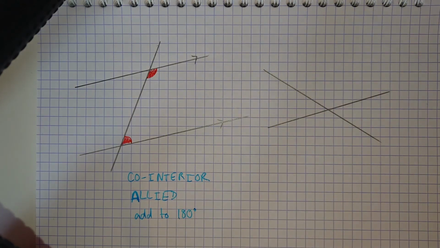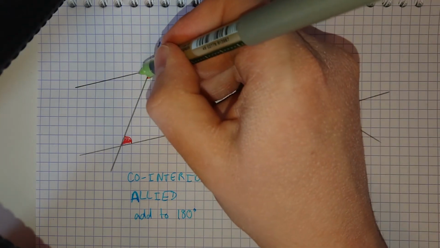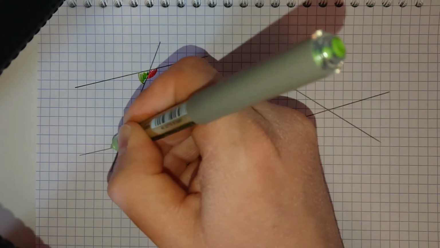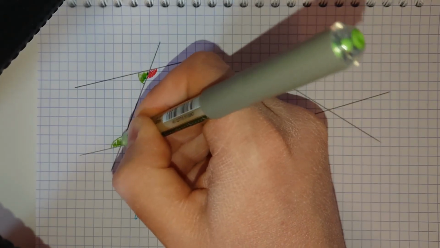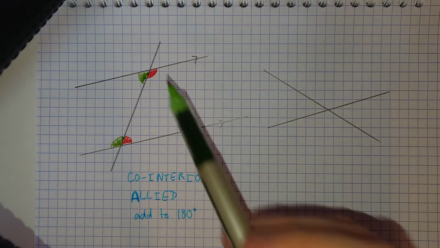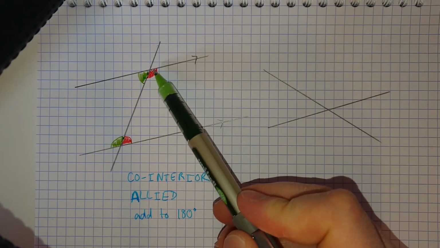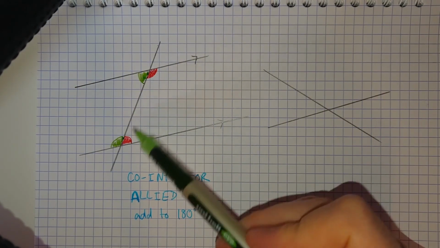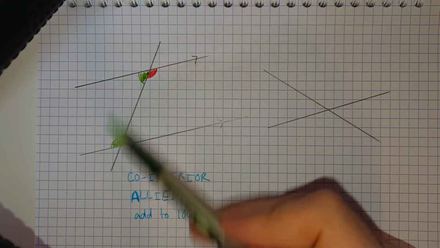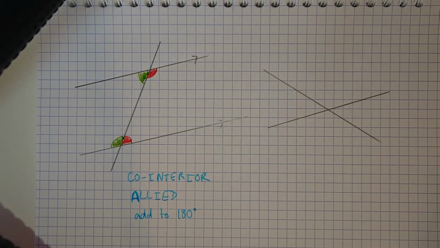It's not the only pair of allied angles. These ones are also allied angles or co-interior angles. So they have to be on the same side of the transversal, basically. They're between the parallel lines, but on the same side as the transversal. So the two red ones are both on the right. They are co-interior, add to 180. The two green ones are both on the left, and they add to 180.